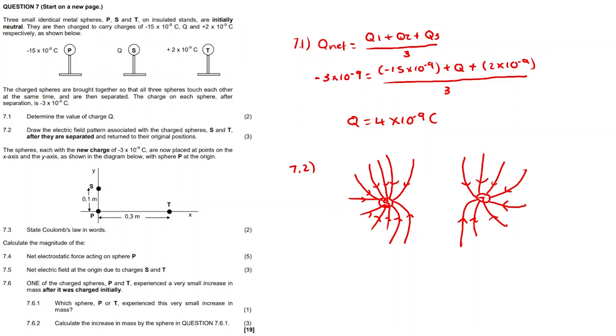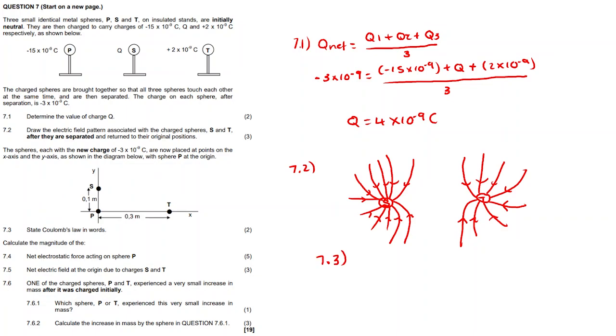The spheres, each with the new charge of negative 3 times 10 to the power negative 9 coulombs, are now placed at points on the x-axis and the y-axis, as shown in the diagram below, with sphere P at the origin, this being the diagram. Question 7.3. State Coulomb's law in words.